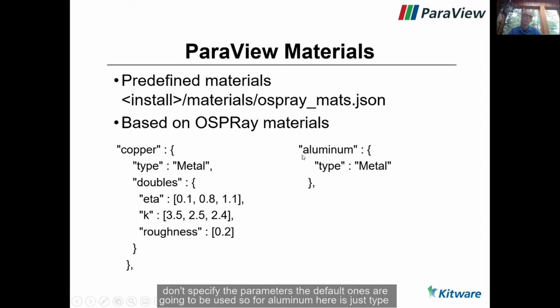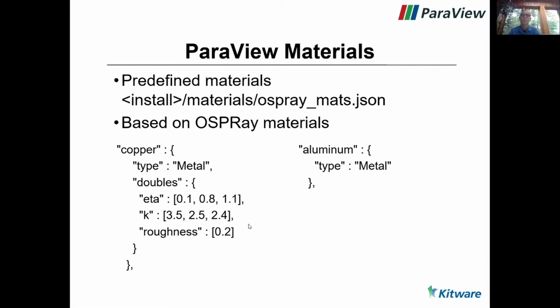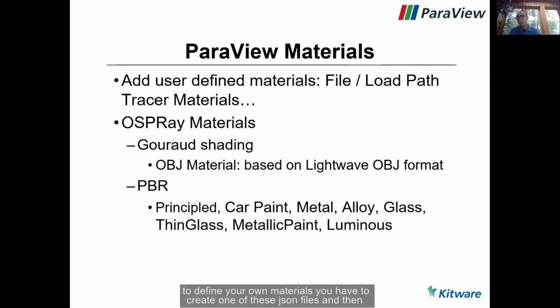So for aluminum here is just type metal with default parameters. For copper, we have to override some of these parameters. To define your own materials, you have to create one of these JSON files and then load it using file, load path tracer material.